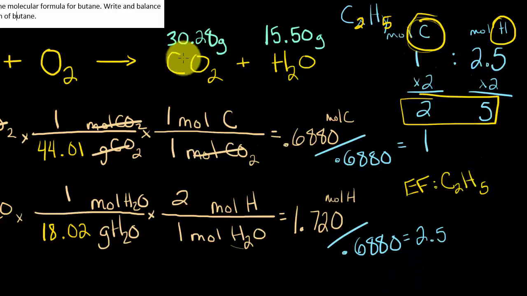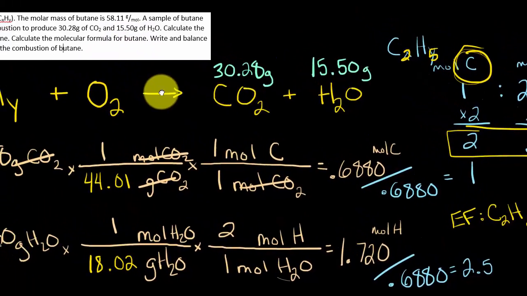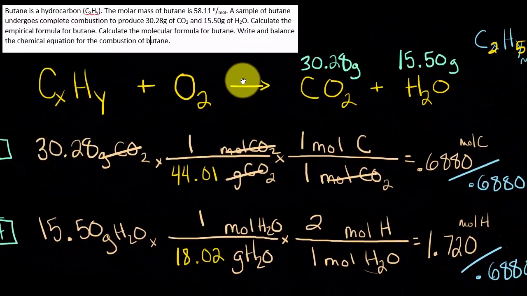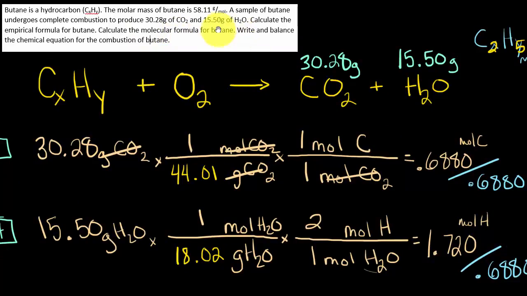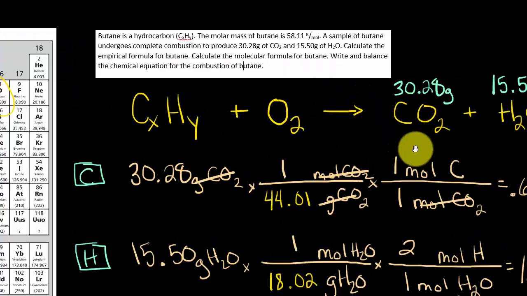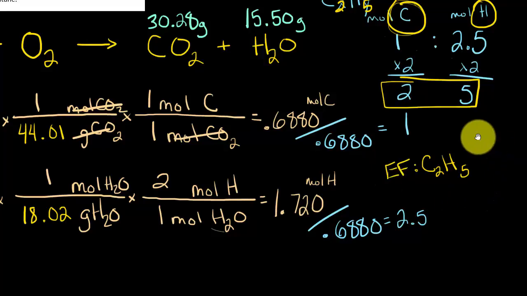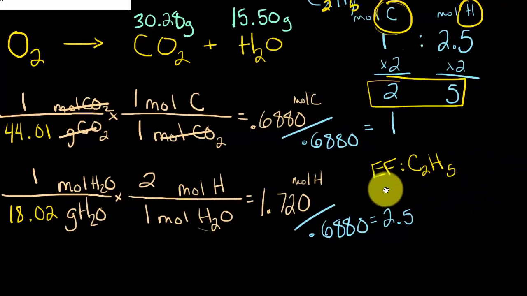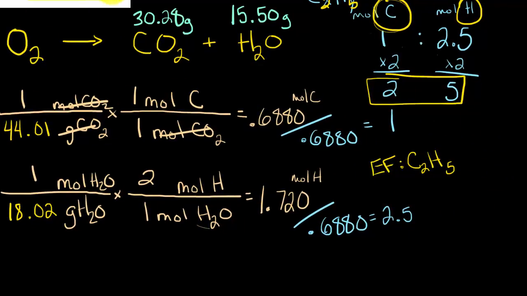Now the final thing that the question asked, and let's go back up here to the question and check it, the final thing the question asked us to do is to calculate the molecular formula for butane and then write and balance the chemical equation. So what we have here is the empirical formula. It's the lowest whole number ratio. It's not really what butane is. It's just what the lowest whole number ratio of atoms in butane is.